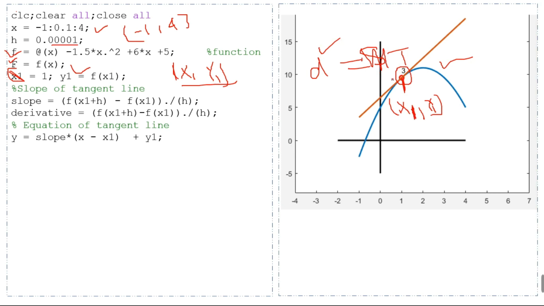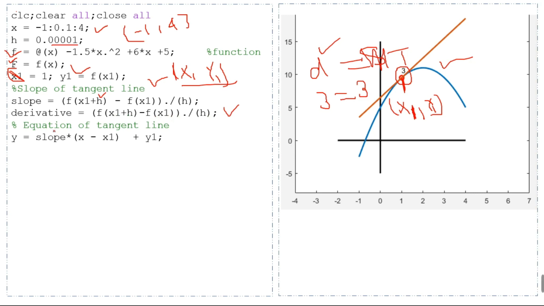Okay, both will be the same, and the derivative will also be equal to 3, and the slope of the tangent line will also be 3 at this point x1. We find the slope of the tangent line using this increment form, and we also find the derivative using the forward difference approximation. We can also find it using the central difference or backward difference.